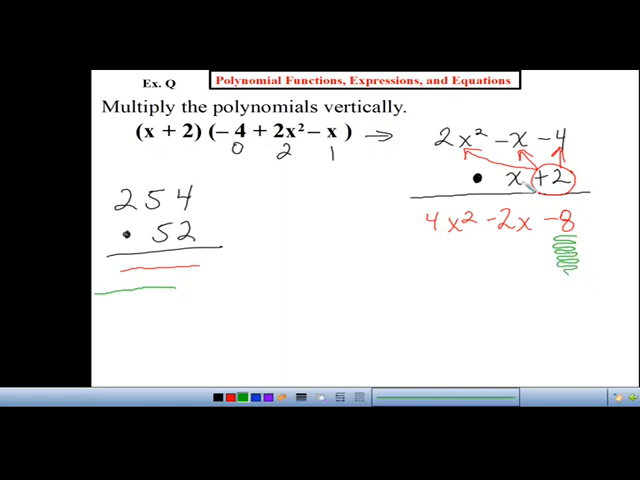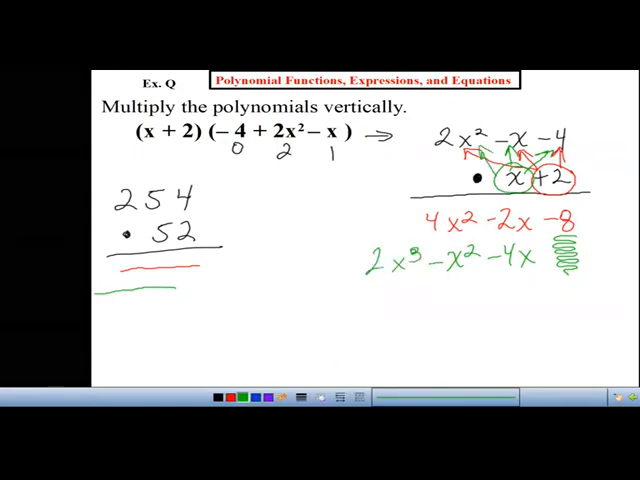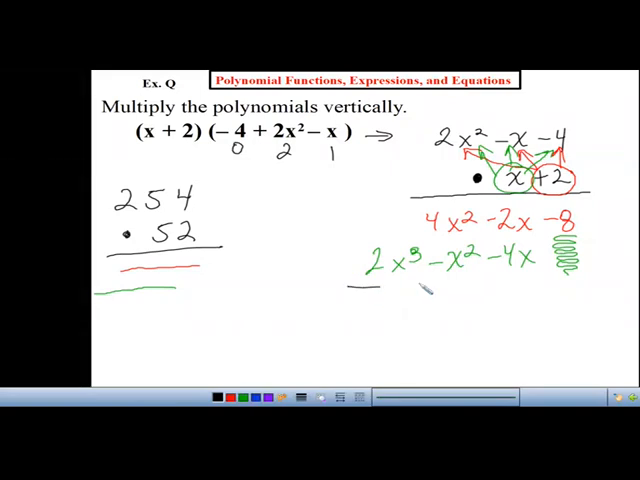So now I'm going to multiply x times the first term. What is x times negative 4? Negative 4x. Notice that I started 1 step to the left. Next one. What is x times negative x? Negative x squared. And what is x times 2x squared? 2x cubed. Am I done multiplying? Yes, Mr. Q. So what do we do next? We combine.